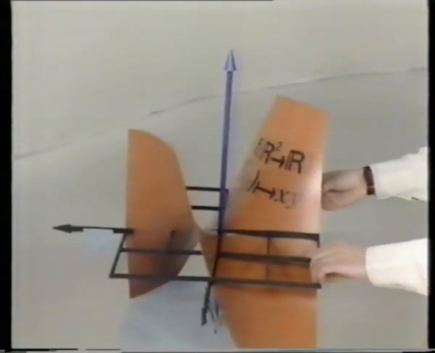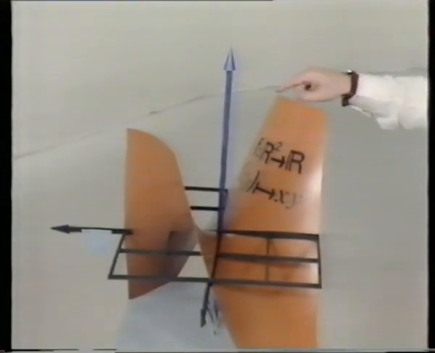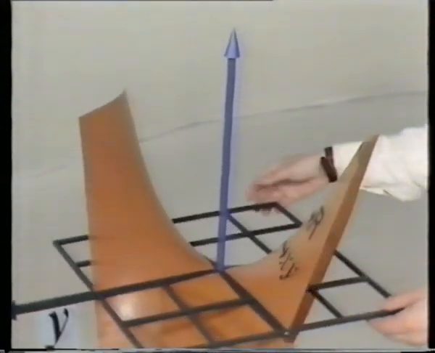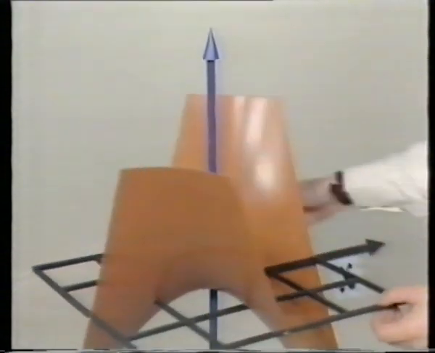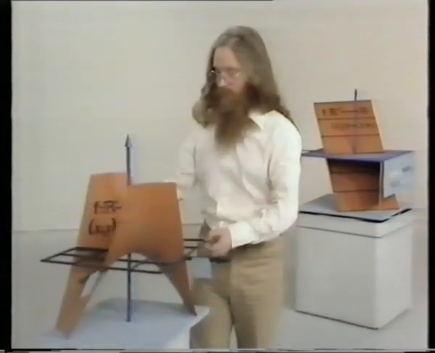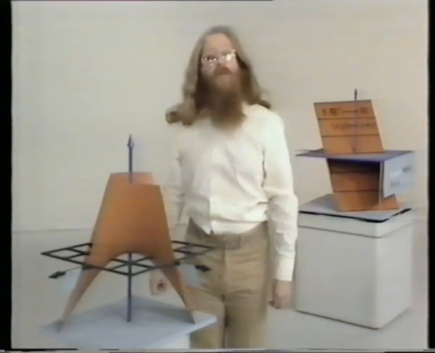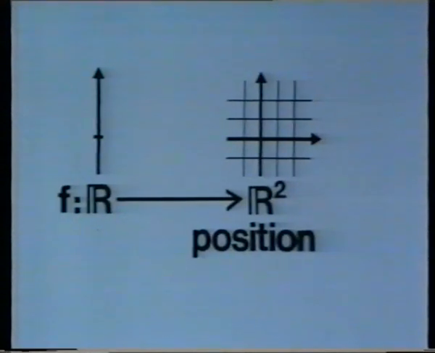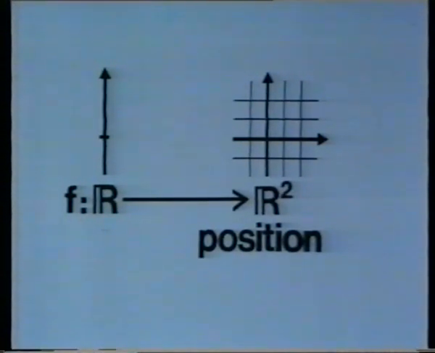Well, I'm not going to say much about the contours, only notice they come in two sections. In fact, it'll turn out that they're hyperbolas, and we call any surface of this shape saddle-shaped. Well, that's three examples of functions from R2 to R. What about the other way round? A function from R to R2.